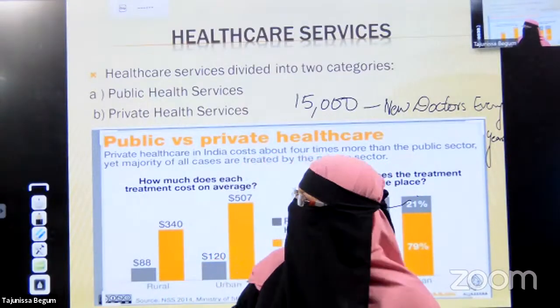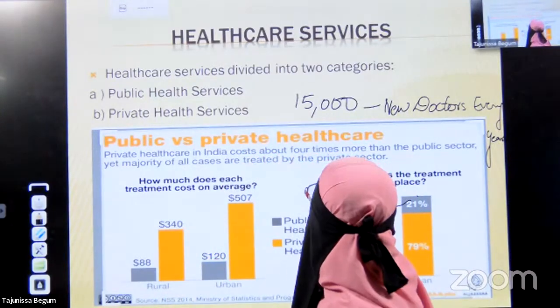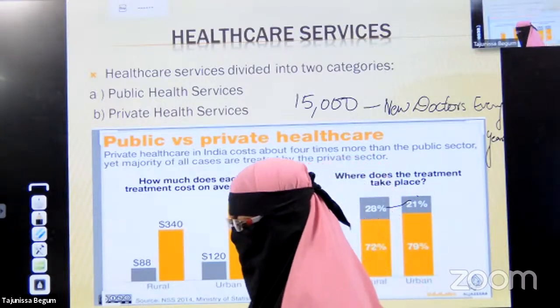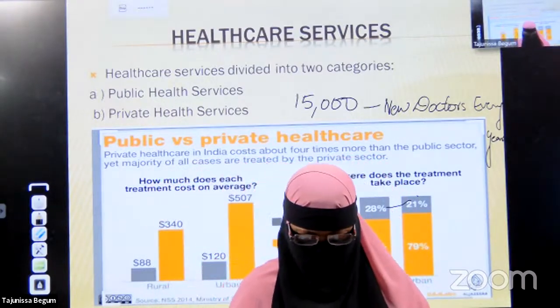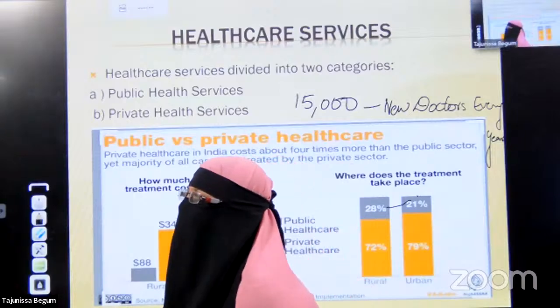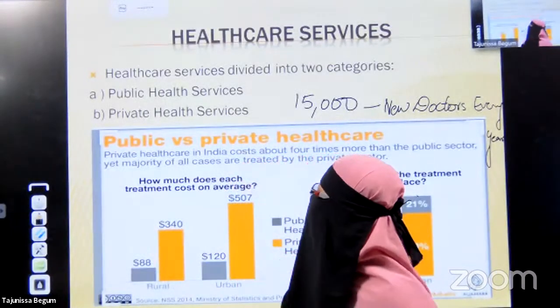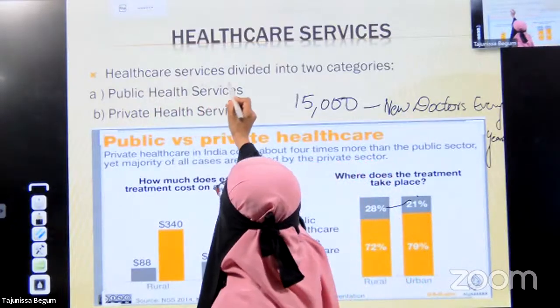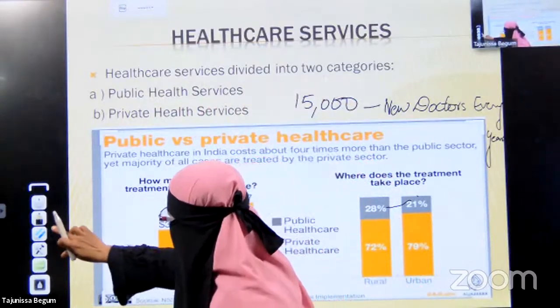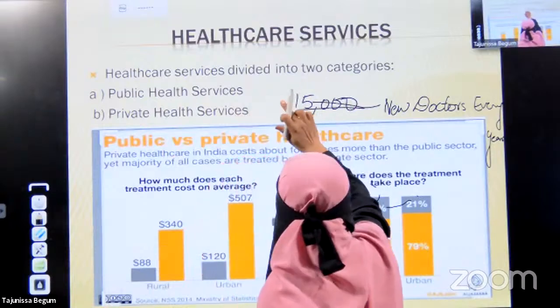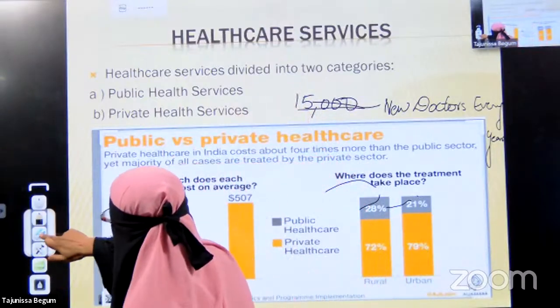Yes. So next we'll see healthcare services. What are healthcare services? Now you might have found that in healthcare services, again we have two categories. We'll see what they are. Healthcare services are divided into two categories.